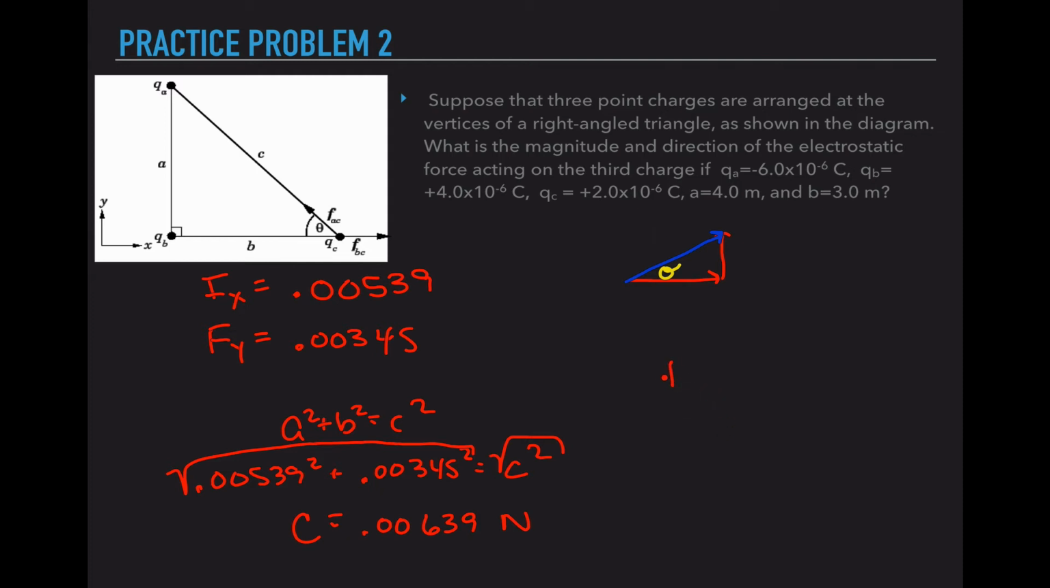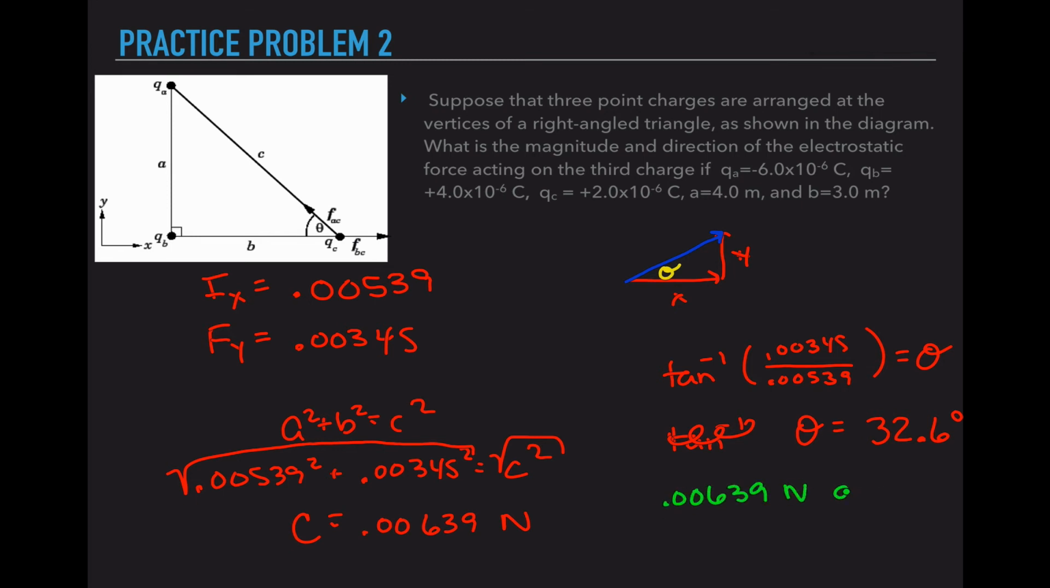Now I have to do inverse tangent of opposite, which is our y direction, over adjacent, which is our x direction. So 0.00345 over 0.00539. And once we put that into the calculator, our theta value is 32.6 degrees. So our total answer, our final goal, 0.00639 newtons of force is felt at 32.6 degrees on the third point charge at this location.